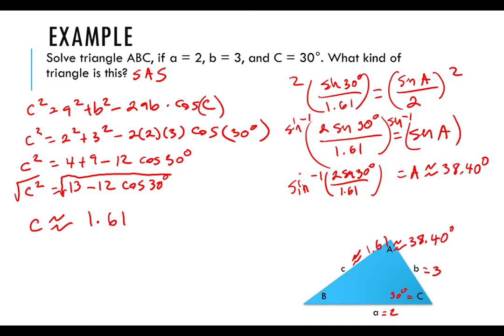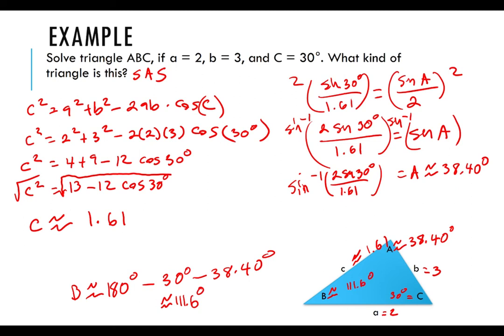Now, of course, this is an approximation. And so then if I want to find angle B, I claim that angle B is, of course, going to be approximately 180 degrees minus angle C, which is 30 degrees, minus this 38.40 degrees, which is then approximately 111.6 degrees.